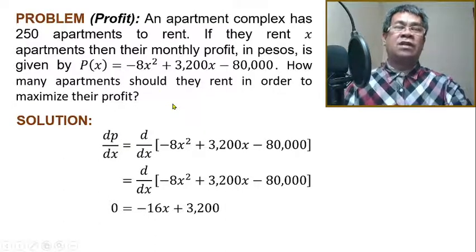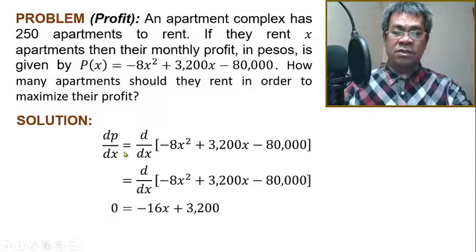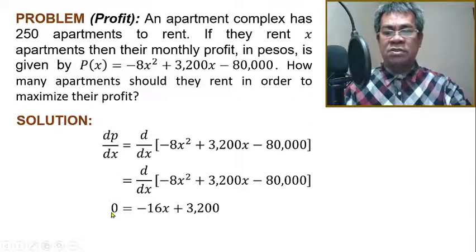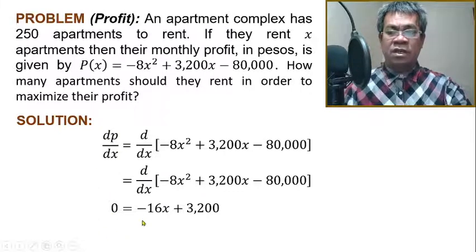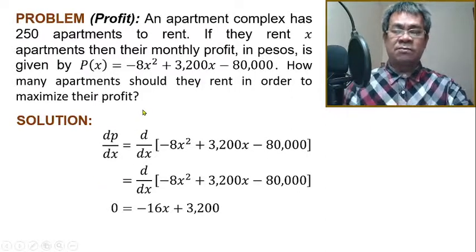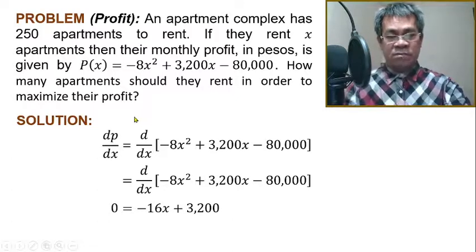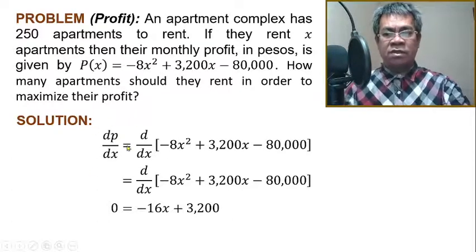So if the line is horizontal, then the slope must be 0. Then the rate of change must be 0. So we need to differentiate dp/dx and equate it to 0 in order to optimize. When we say optimize, optimum points, it can be minimum or maximum. So the minimum and maximum point can be obtained by equating the rate of change to 0.